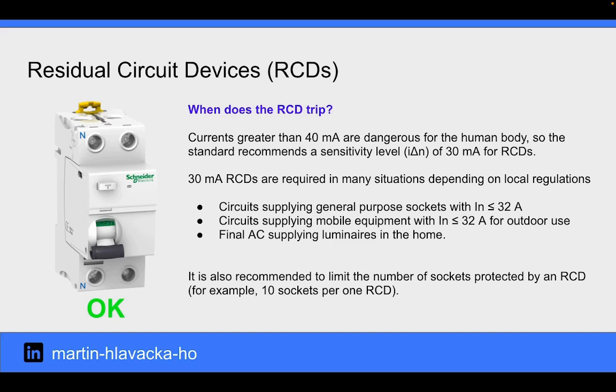60364-4-41, 30 milliamperes RCDs must be provided for circuits supplying general purpose sockets with a rated current less or equal to 32 amperes, for circuits supplying mobile equipment with a rated current less or equal to 32 amperes, for outdoor use, and final AC circuits that supply luminaires in the home. It is also recommended to limit the number of sockets protected by an RCD, for example, 10 sockets per RCD.